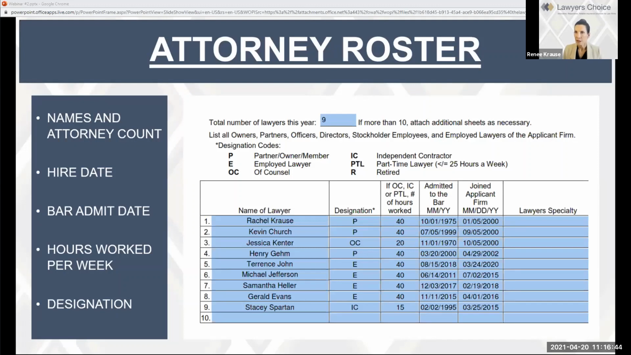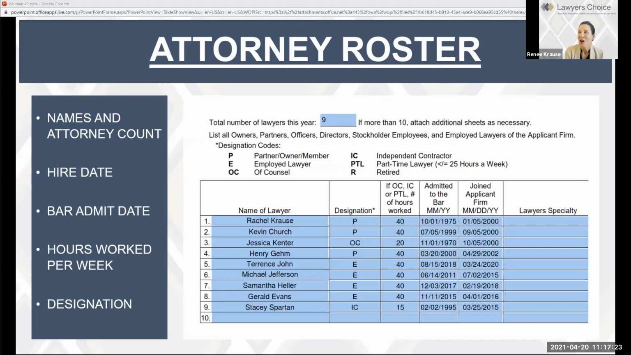And then let's see, designation. So again, carriers, designation doesn't really impact rate much. It really gives a glimpse into how you're structured. So if it's got 2 or 3 partners, a couple OCs, and then a couple associates or employed attorneys, great. If everybody's a partner, or if everybody's an employee, or everyone's an OC, it's not necessarily negative, but it may produce additional questions from the underwriter that you might have to answer. So this is on this section.